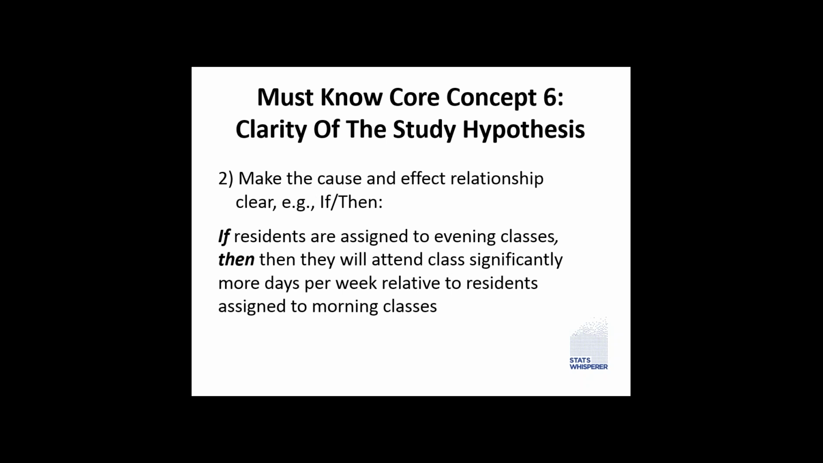Now, the cause and effect relationship, right? It's important to identify the cause and effect between the variables. You can do this many times with the if-then test, right? So if we apply it to our hypothesis, we could say if residents are assigned to evening classes, then they will attend class significantly more days per week relative to residents assigned to the morning classes, okay? We didn't state our hypothesis this way, but it's always good when you can, because then the cause and effect is clear.